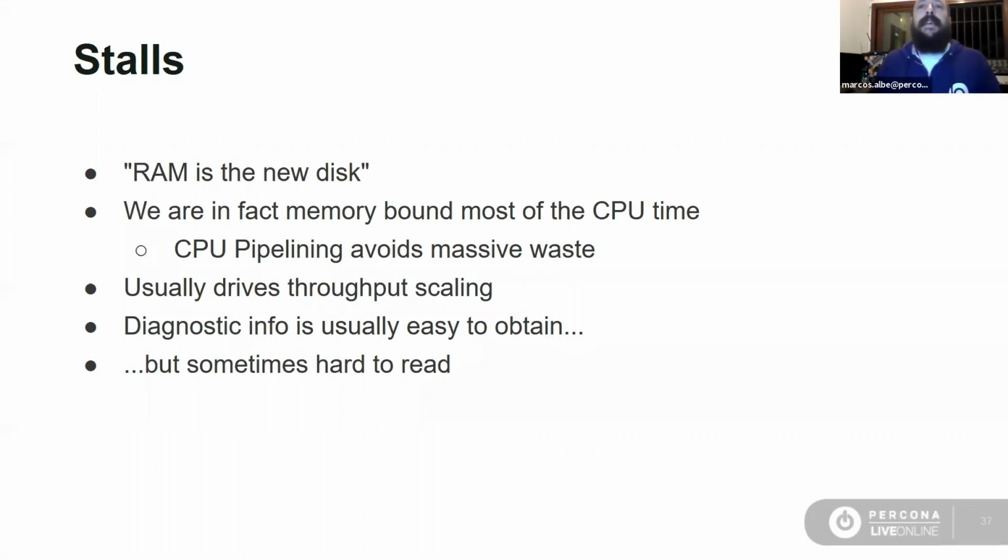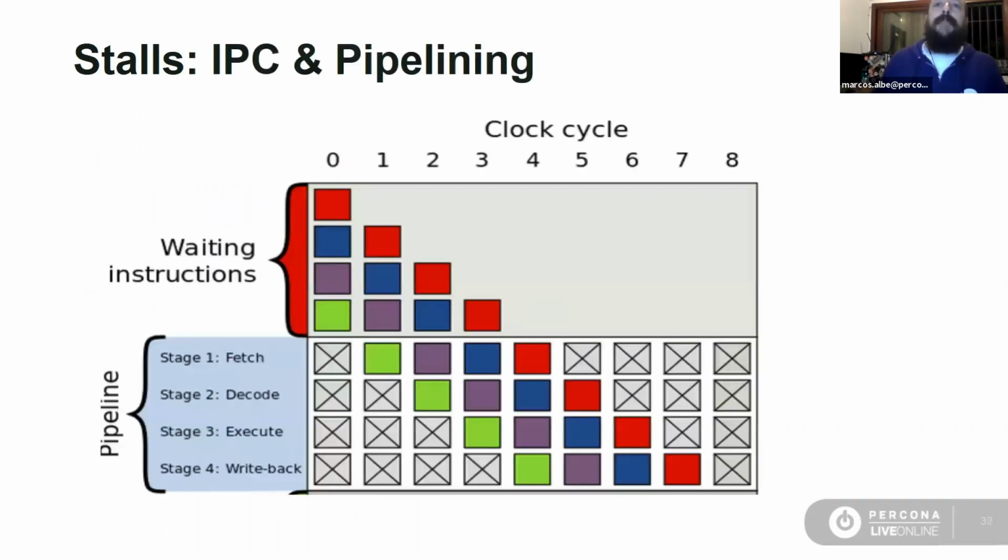And it usually is what limits memory stalls, what usually limits the throughput scaling. Diagnostic info is usually easy to obtain with perf, but sometimes it's hard to read or to fully interpret. So we're going to take a look at this in a second. But let me speak about CPU pipelining before.